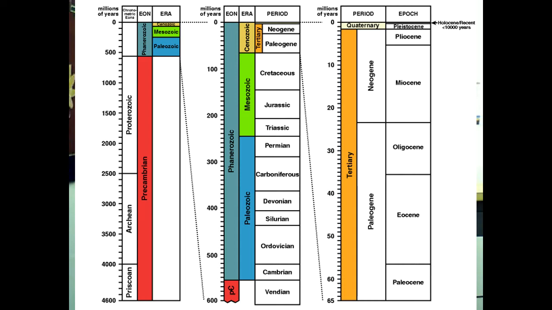Notice how most of the planet's history is represented by the Precambrian eon, approximately 4.6 billion to about 570 million years ago. During this time, our planet took form, continents were built, and our atmosphere evolved. But still, how can we comprehend the amount of time that we're dealing with here?